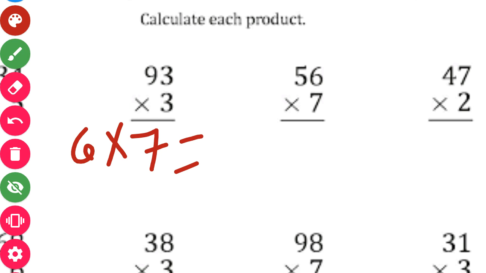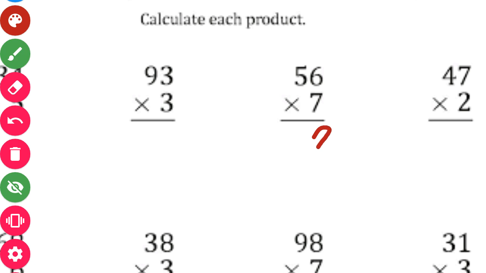6 into 7, how much we will get? Count the table. 6 1 ja 6, 6 2 ja 12, 6 3 ja 18, 6 4 are 24, 6 5 are 30, 6 6 are 36, 6 7 are 42. Okay. So 6 7s are 42. So how much we will write at ones place? We will write 2 at the ones place.